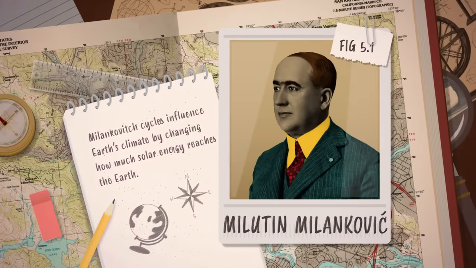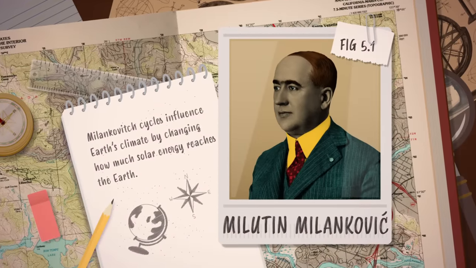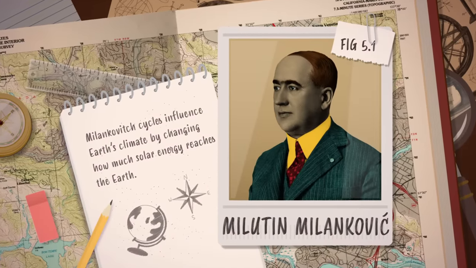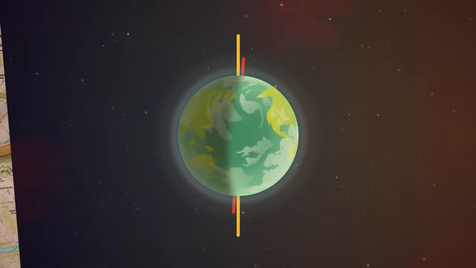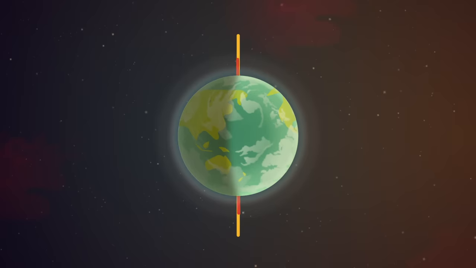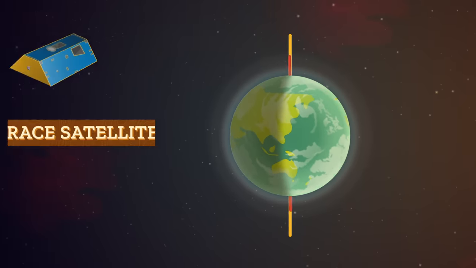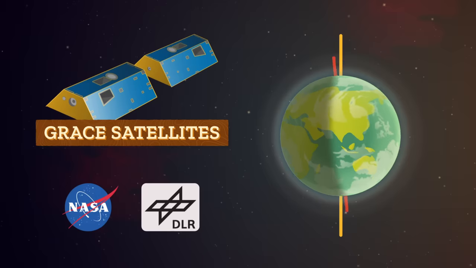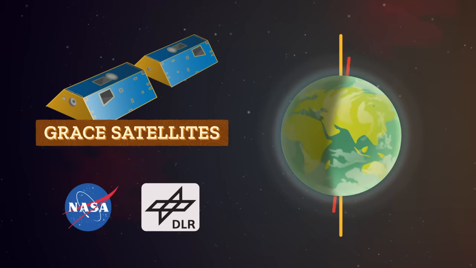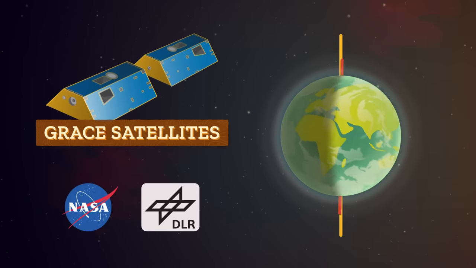Precession is one of the Milankovitch cycles, named after the mathematician who deduced them in the 1940s. Milankovitch cycles influence Earth's climate by changing how much solar energy reaches the Earth. But in 2000, the wobble took an unexpected and relatively rapid turn east. So with the help of the GRACE satellites launched by NASA and the German Aerospace Center to record data on anomalies in Earth's gravity field, scientists looked for answers in the Earth's mass.